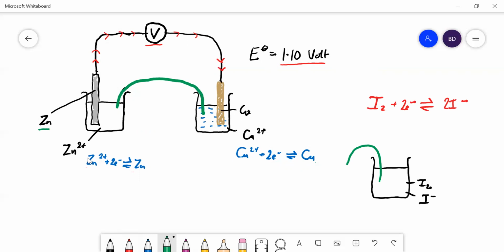But then we've got a problem. What would we connect it up to? Well, the answer is you would use a piece of platinum. Okay, so that's a piece of platinum. And the reason why you'd use platinum is because it's very unreactive, so it's not going to start reacting and mess everything up. Okay, and you'd have your wire going out. Now, so you could do that.